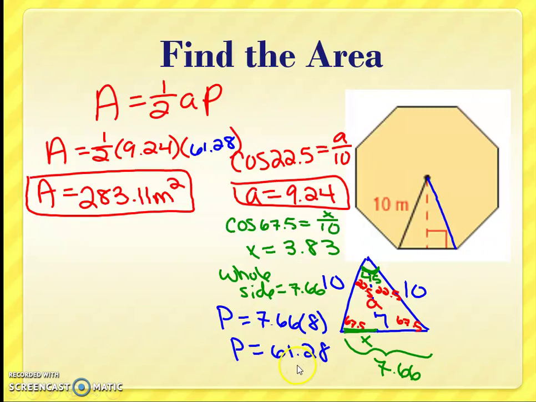Just copy down the notes for now, so you can use it when we're doing the review in class. So write 61.28 for perimeter, write 9.24 for apothem, and then just put this in the calculator. Half times this will give me the area of this regular polygon, which is 283.11 square meters.